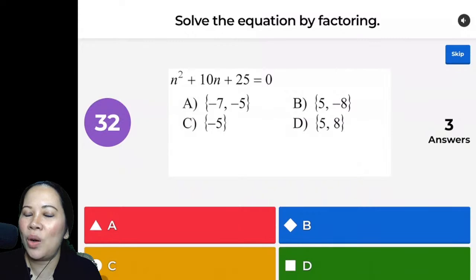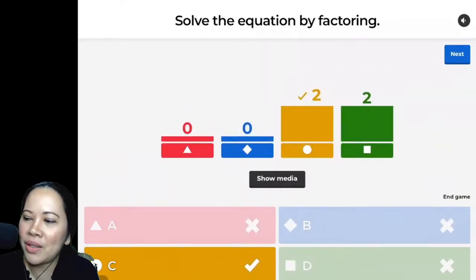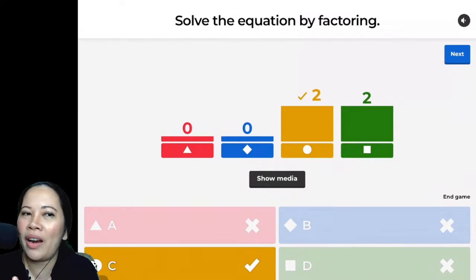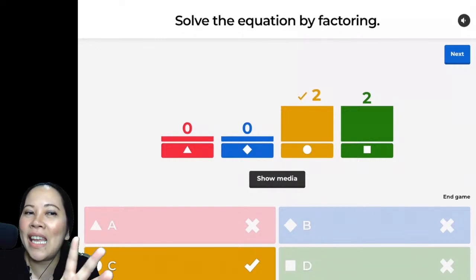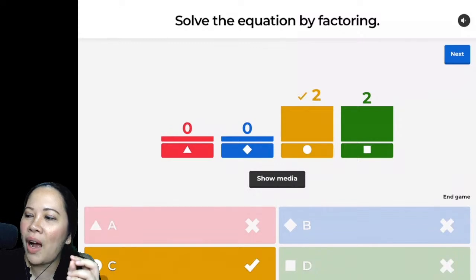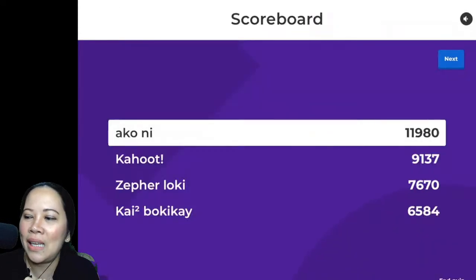Again, as I said, it's always minus minus or plus plus, the same number. So what would be the answer? This is a perfect square trinomial. Factors of a perfect square is plus plus or minus minus. So for this case, since it's plus 10 in the middle, it should be letter C, because it's 5, it's 25. So it's letter C.